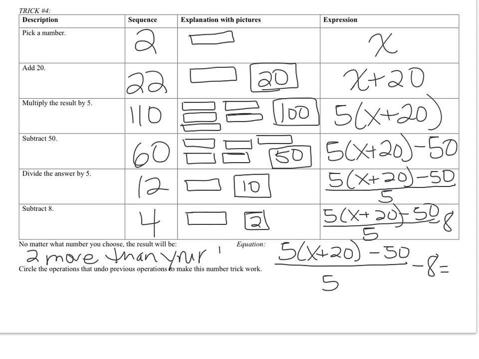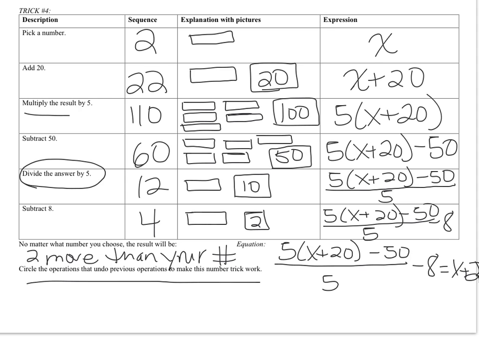So then that would mean that my big equation is over here, this whole thing, all of those steps, is going to equal, what do you think? X plus 2. So that's a 2 right there. So x plus 2 there. Okay? Circle the operations that undo previous operations. It is right here. Dividing by 5 is canceling out multiplying by 5.